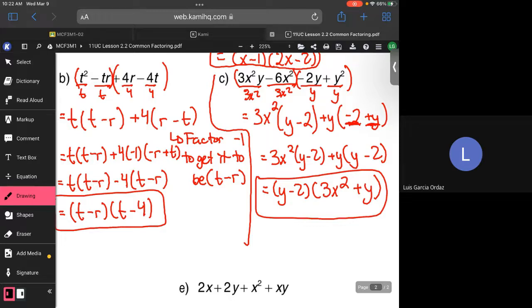You can do question D and E on your own, and I'll come and check. If you have any questions about the homework, you can come up and ask me, and I'll do that as well. So that's pretty much it for factoring.